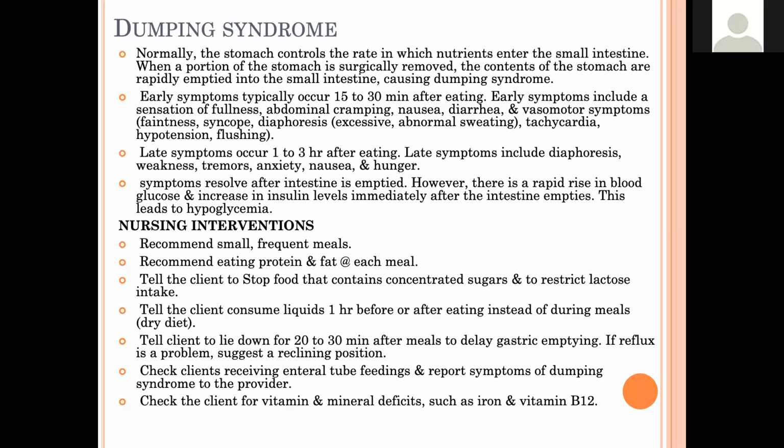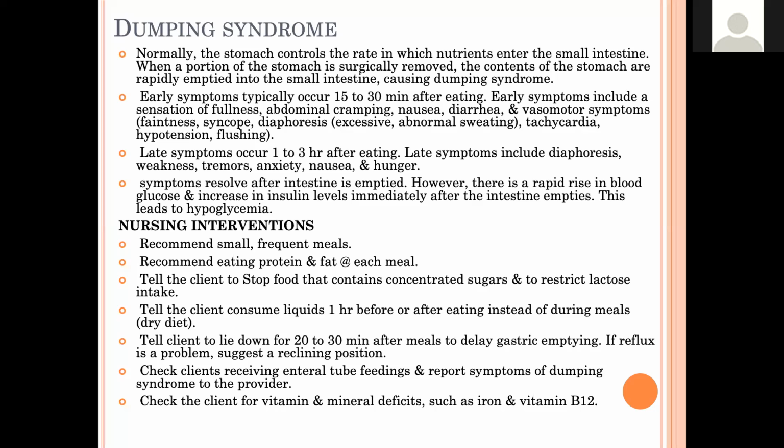Symptoms usually resolve once the intestine is empty, but there's usually a rapid rise in blood glucose and an increase in insulin levels immediately after the intestine empties, and this can lead to hypoglycemia. All right. So in hypoglycemia, we get that weak in the knees feeling. We'll feel faint. Okay. And what we need is intervention with some sort of carbohydrate, simple carbohydrate.